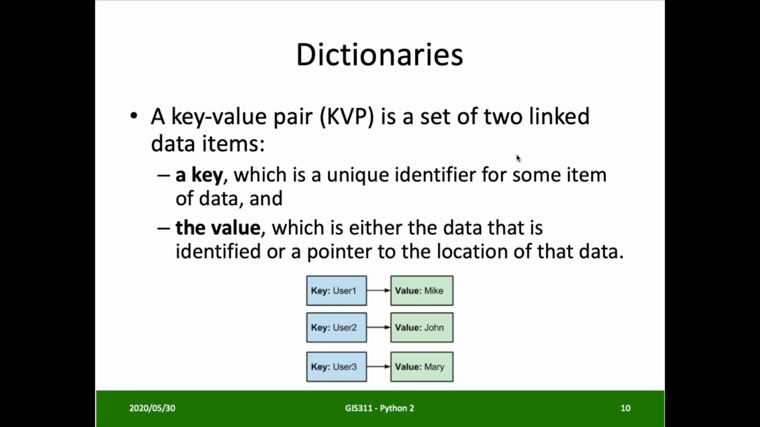Okay. So then the next type of data structure that's quite interesting in Python is called a dictionary. This is basically a key value pair. In this case, we have a key, which is user1, and it has a value Mike. And then another key, another value, etc. You always have this structure of a key with a value. The value can be a bit more complex, but there's always a key associated with it.